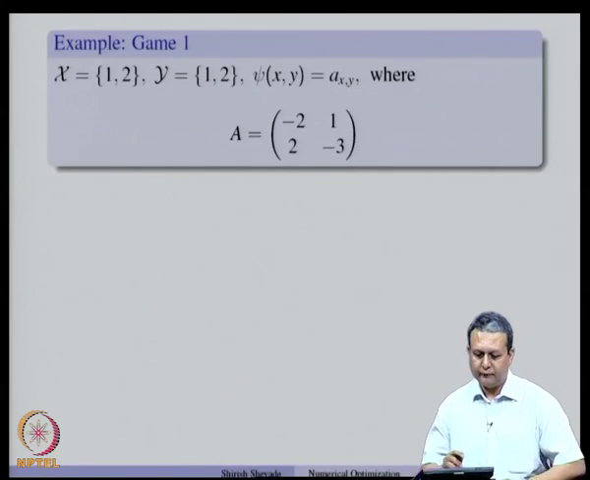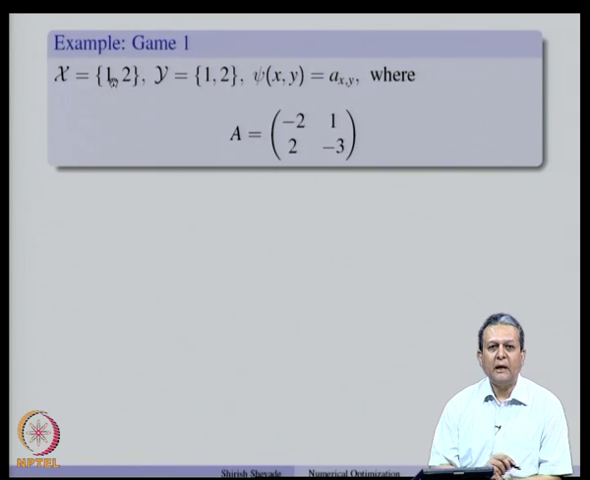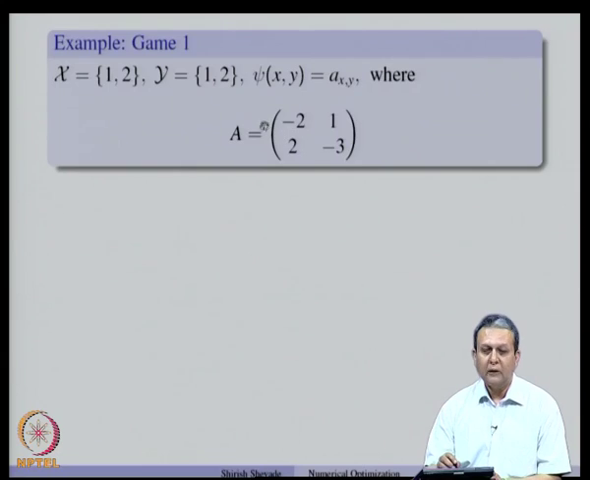Let us see an example game. As you see here, the first player P has these two strategies and the second player has two strategies, and the payoff function is denoted in the form of this matrix. What it means is that if the player P chooses the strategy 1 and the player D also chooses the strategy 1, then the payoff is minus 2. Which means that the player D has to pay an amount equivalent to 2 units to the player P.